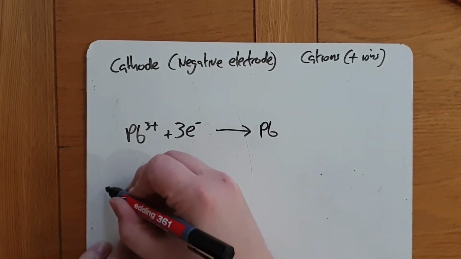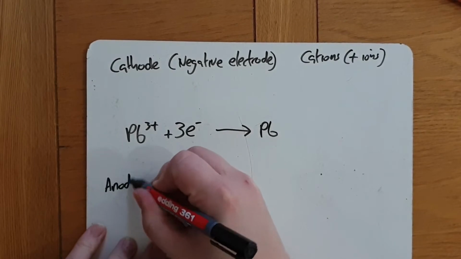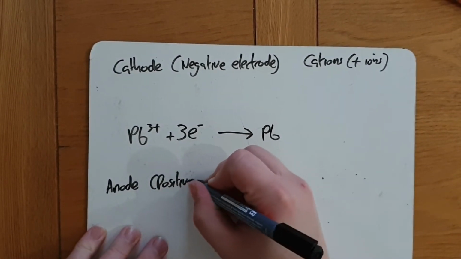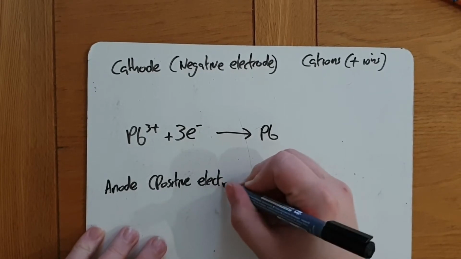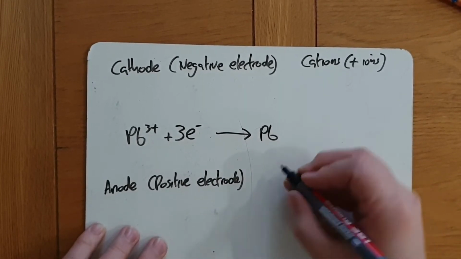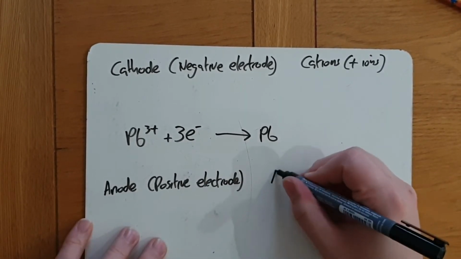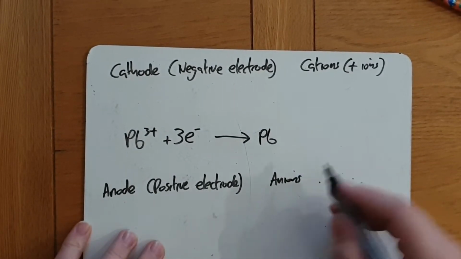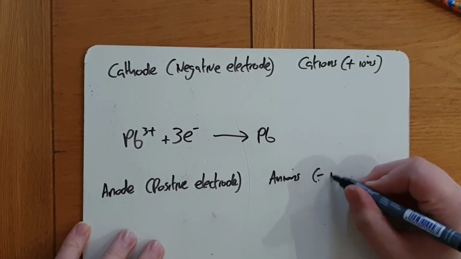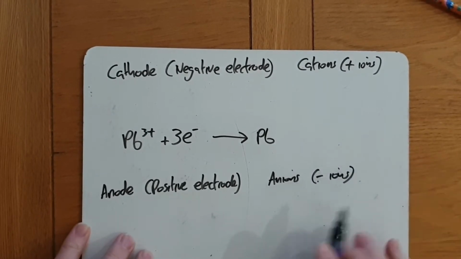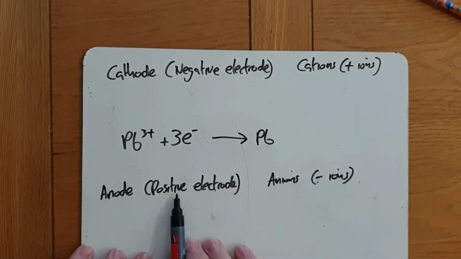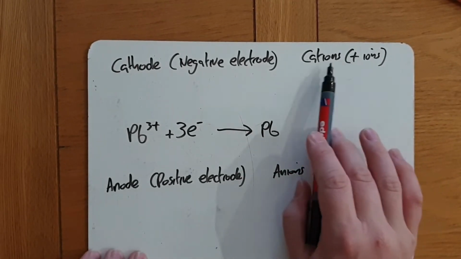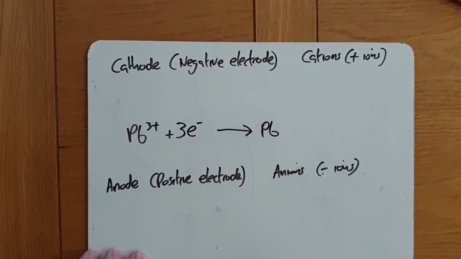What is happening at the anode? The anode is the positive electrode, and it is anions that go to the anode. Anions are negative ions, so negative ions go to the positive electrode. So anions go to the anode. Cations, which are positive, go to the cathode.